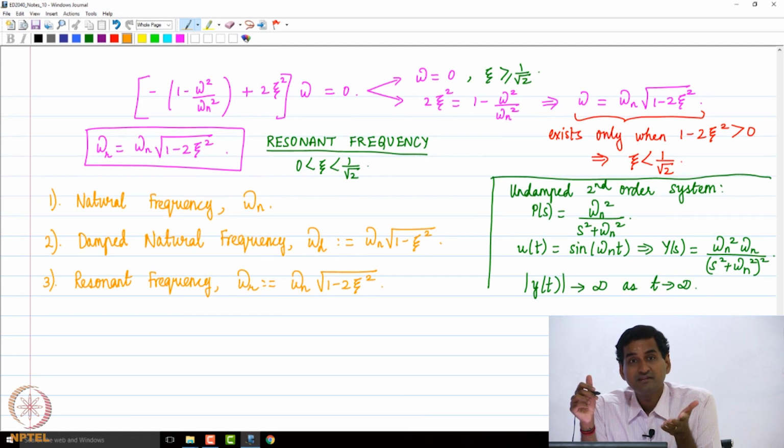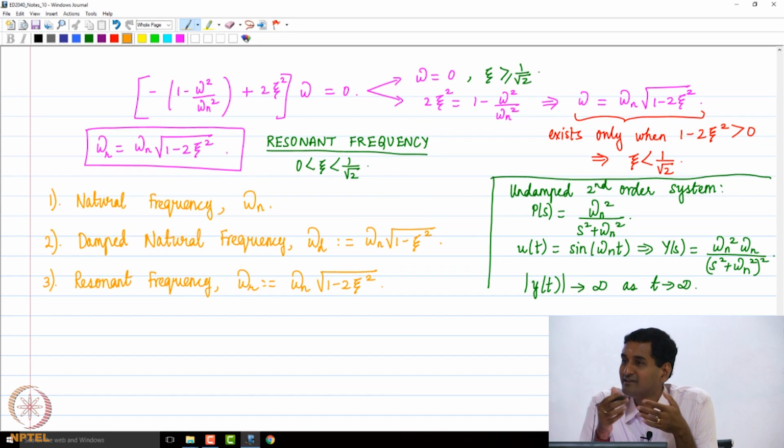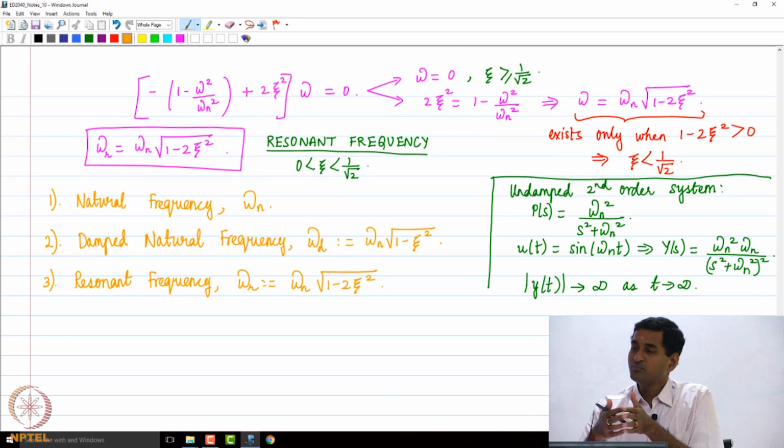Resonance and resonant frequency still correspond to a stable second order system, but it is bad in practice because of the amplification of the oscillations. What is this magnitude of G of j omega physically? If you recall our derivation, the steady state output was the magnitude of the input times the magnitude of G of j omega. So the output is also going to be a sinusoid, but the input amplitude is going to be multiplied by the magnitude of the sinusoidal transfer function.